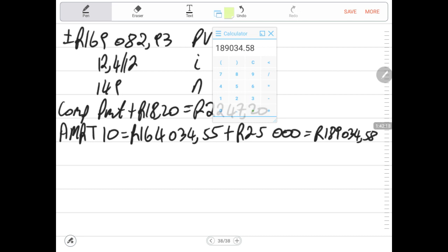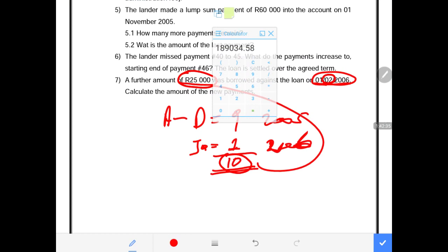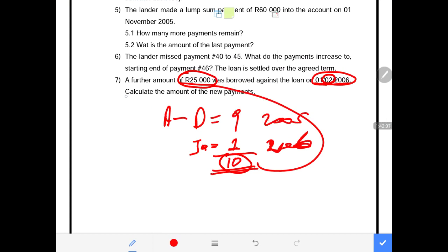So now what does this mean? It means I now have the balance after the loan was borrowed. Now that I have the balance after the loan was borrowed, I need to ask what the requirement is. First of all, the question said: calculate the amount of the new payments.